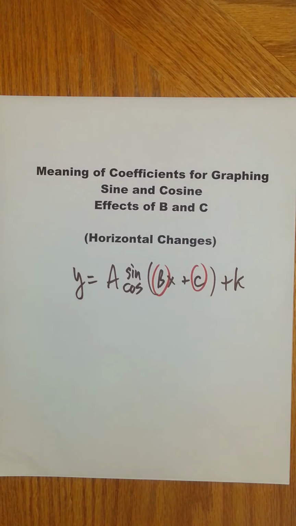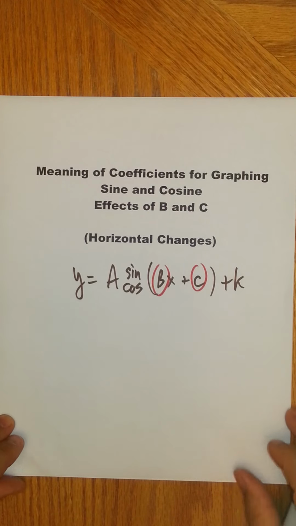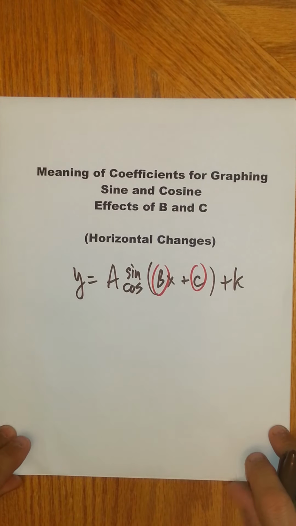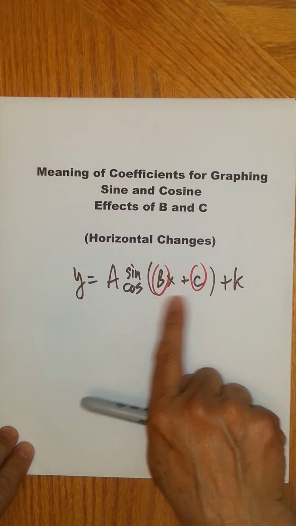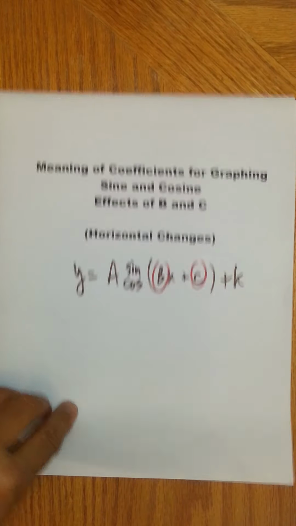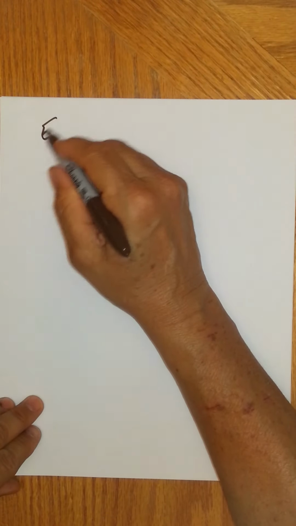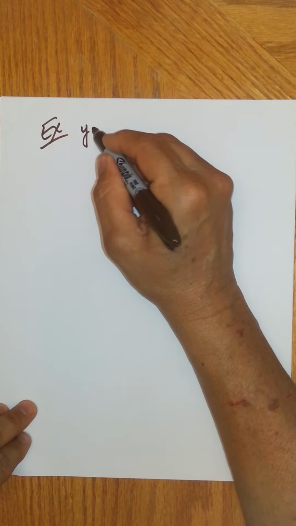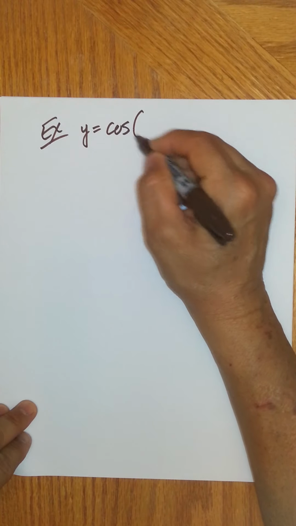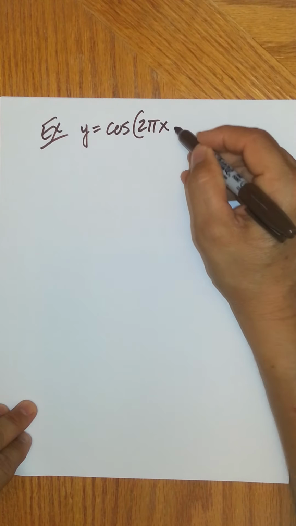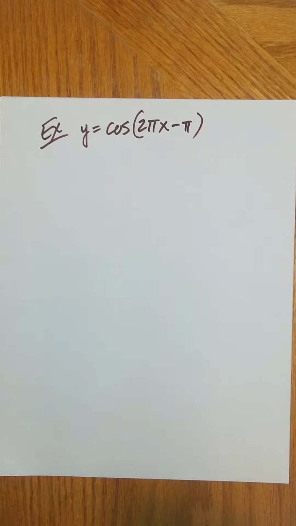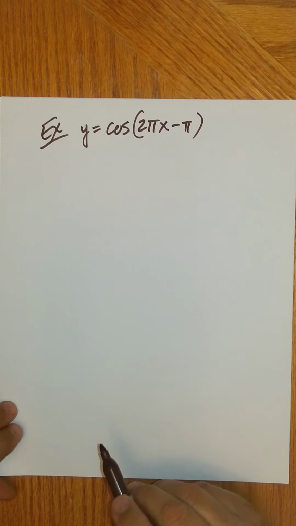Hello, we're going to look at another example of the meaning of coefficients for graphing sine and cosine, especially on the effects of B and C, which affect the horizontal changes. So that's here, B and C. Alright, so let's take a look at this example. Y equals cosine of 2 pi x minus pi. We're just going to do one wave.